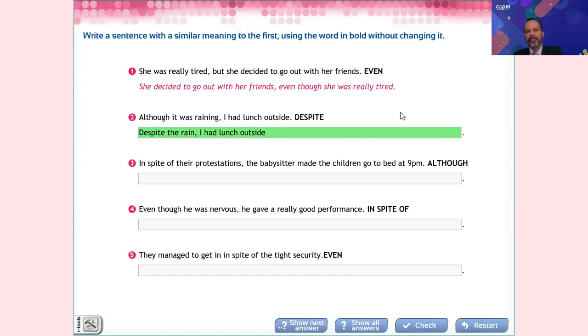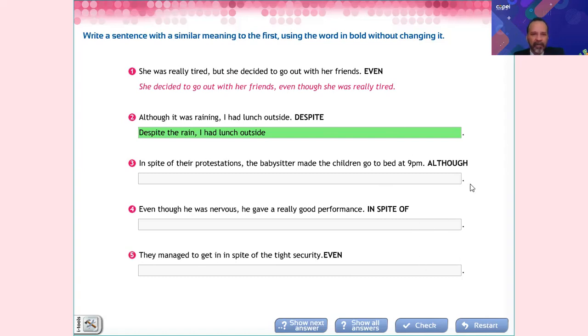Yes, your sentence was correct. Despite it was raining, I had lunch outside. Yes, both options are correct. Okay, the problem is this is a French, British book. British, that's why they accept only one, but American, they accept two options.